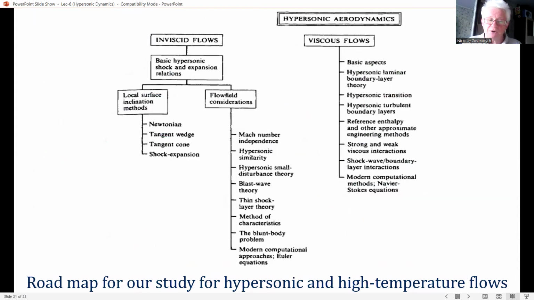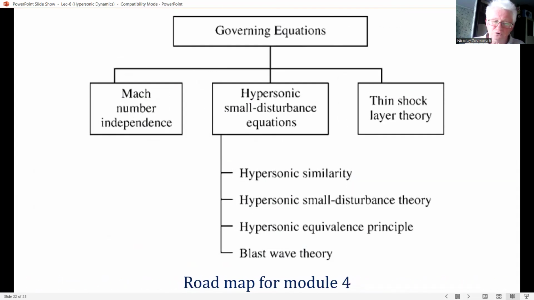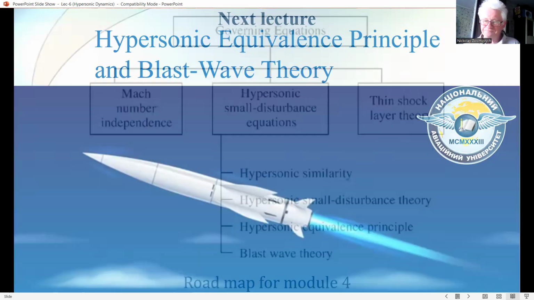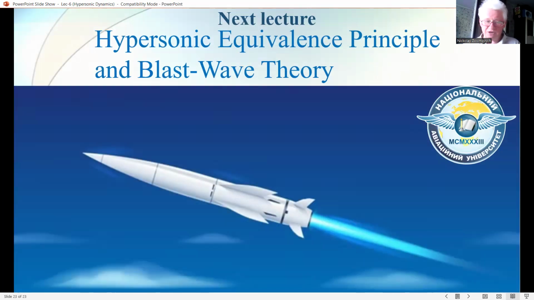And referring to our roadmap, as you can see on this slide, we now leave this subject. And for the remainder of this module, we move on to two other approximate hypersonic flow field methods, namely blast wave theory and thin shock layer theory. And also, regarding our module roadmap on this slide, we continue to travel down the center section, but at the next time. Okay? Next time we continue our course.